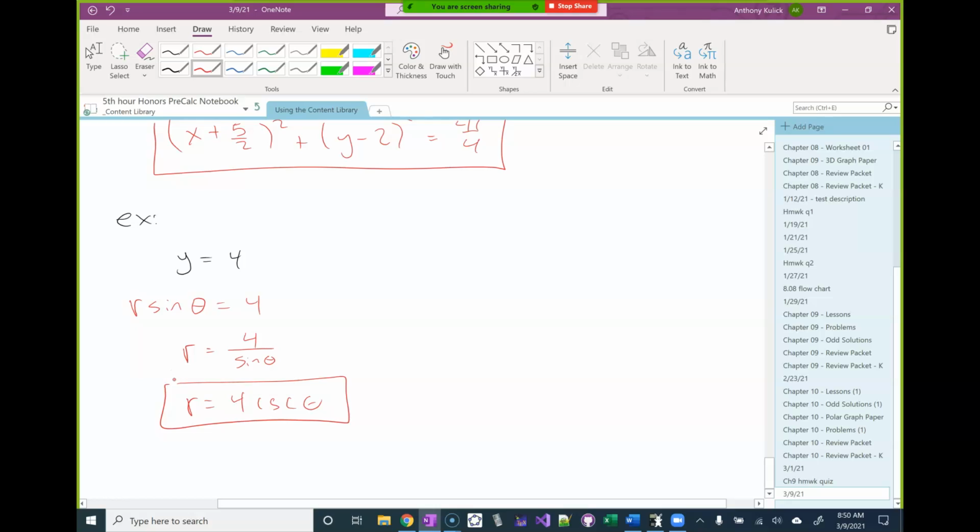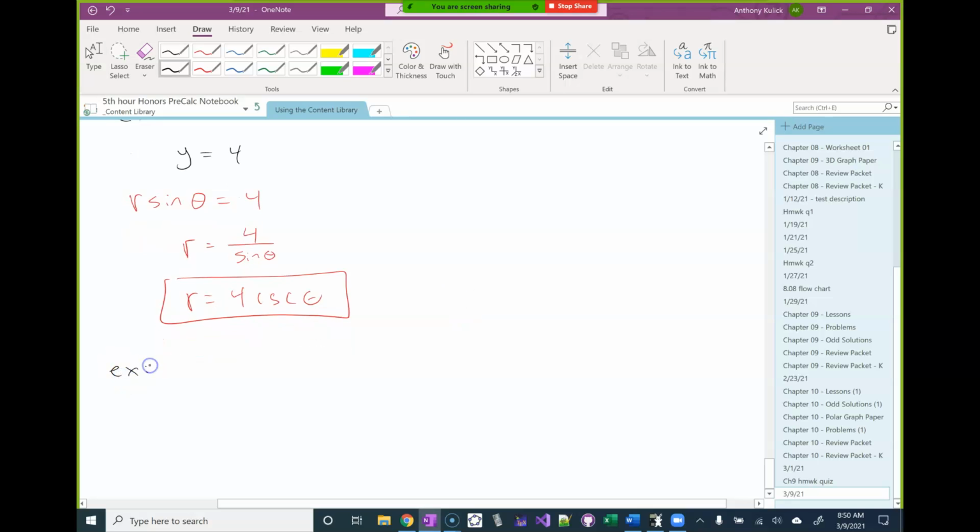Let's do something a little bit more challenging. So my first plan is going to be to FOIL everything out. So remember that x minus 3 squared is a foiling exercise. It's x minus 3 times x minus 3. It's not x squared plus 9. Similarly with the other piece. Everybody so far so good?